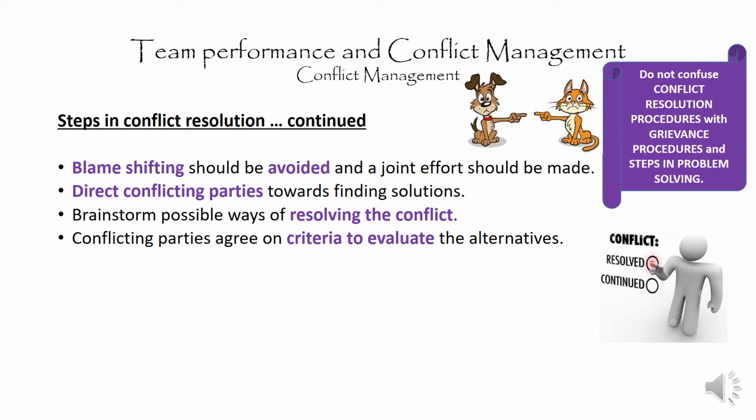Right, conflicting parties are going to agree on the criteria to evaluate the alternatives. In other words, how are we going to decide which solution is the best one? Okay, measurable criteria that we are going to evaluate all our different solutions against to decide which one is the best one. So we have to say, like, what is our criteria? What are we going to look at for in a solution? Right, it must be cheap to implement, it must be objective, whatever, okay? But what is the criteria that we are going to use to decide whether the solution is workable or not?